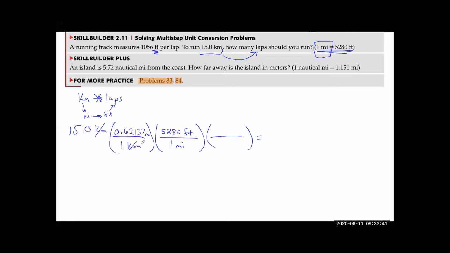It gives you sort of a visual cue in terms of your unit cancellation as well as your mathematical operation, which we'll do at the end of all this. And then miles and miles also cancel out. So if I went through the math up to this point, I'd have the number of feet that's equivalent to 15 kilometers. Now, I don't want to stop there. I've got to go one more step, laps. Well, this particular expression is saying that one lap is equal to 1,056 feet. Well, it's just another conversion factor, and I handle it the same way.